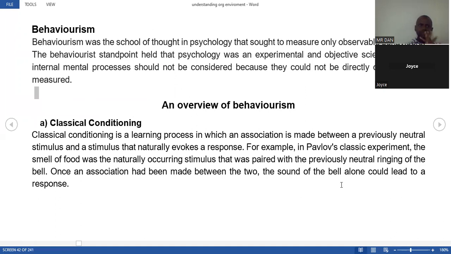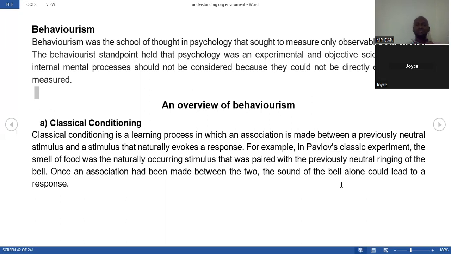What is behavior? Behaviorism was the school of thought in psychology that sought to measure only observable behavior. The behaviorist standpoint held that psychology was an experimental and objective science. So human behavior sometimes is conditioned in a way to start behaving in a certain direction. Various studies were done before, and they said that human behavior can be observed. Once you do some experiments about human behavior, you'll be able to understand how people behave, or what makes people behave the way they behave.